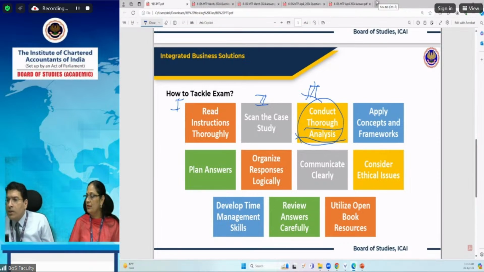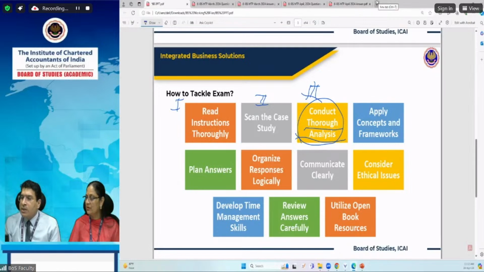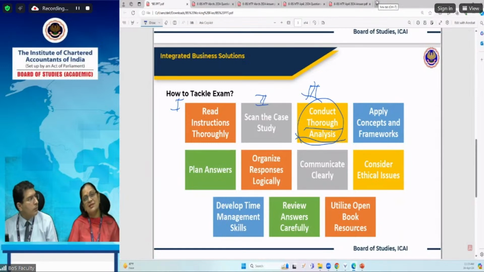This query is, will you please guide how to utilize 15 minutes reading time in this paper? It is not possible to read the whole question paper in 15 minutes and decide which question to attempt and which question to drop. So 15-minute reading time is very, very important, students. Of course, 15 minutes is very less, but you can scan very fast.